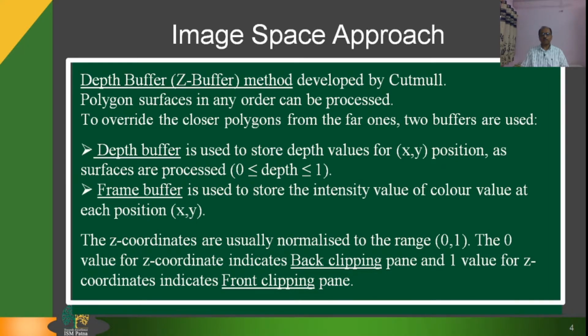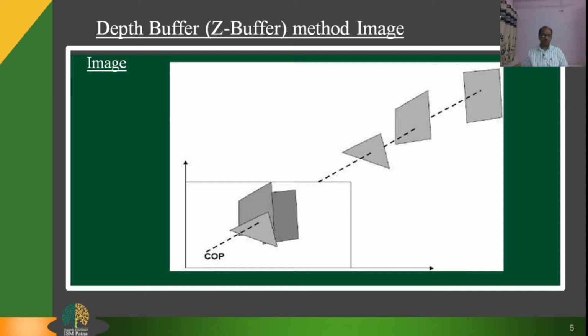The value 0 for the Z coordinate indicates the back clipping plane, and the value 1 for the Z coordinate indicates the front clipping plane. So in the figure you are seeing that three different polygons are set to be visualized to the viewers.